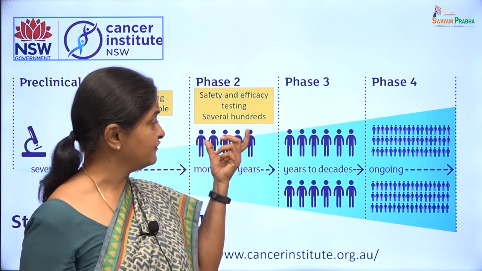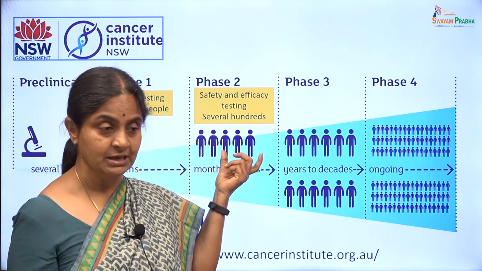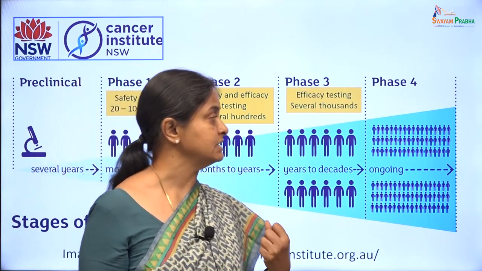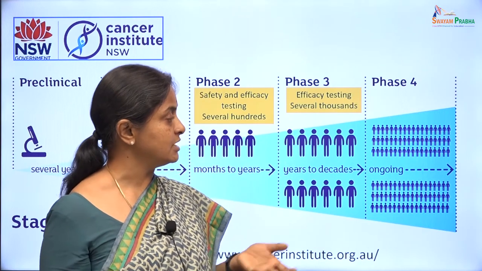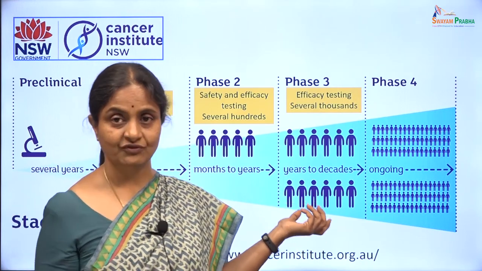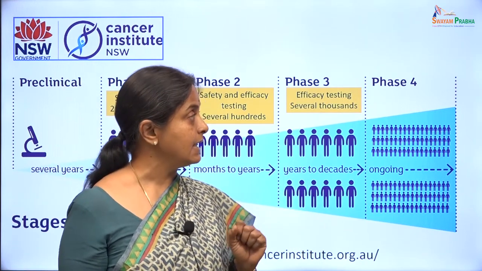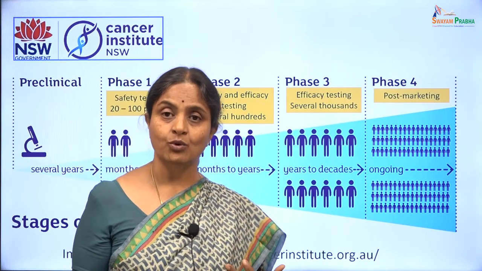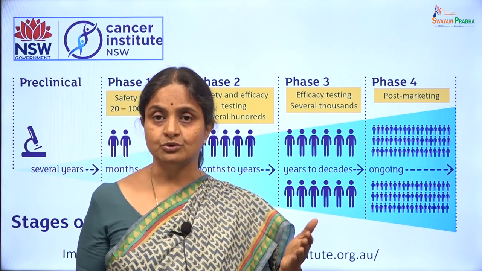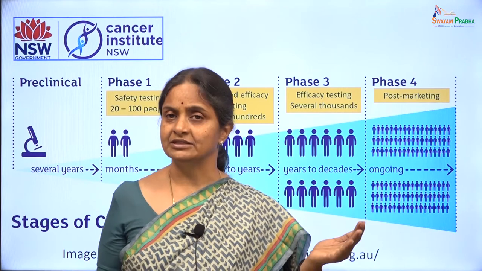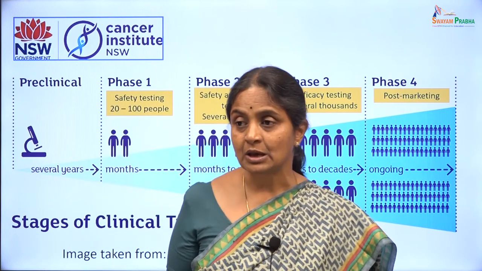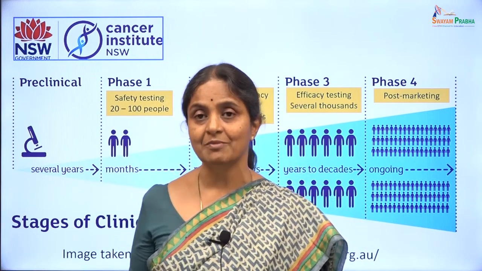From there, if it proves to be safe and efficacious, at least as efficacious as existing therapy, then one moves into what's called phase 3, where efficacy testing is done on several thousands of people. And then the drug gets approval for use for that particular disease. And phase 4 is a post-marketing study where there's a continued surveillance of whether the drug is safe and effective. So that's the kind of drug development program which brings all the drugs that we've seen so far into the market.